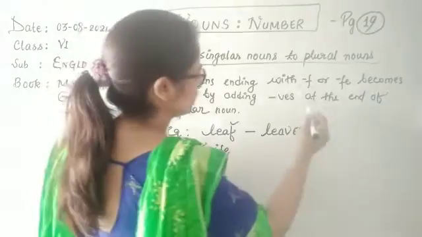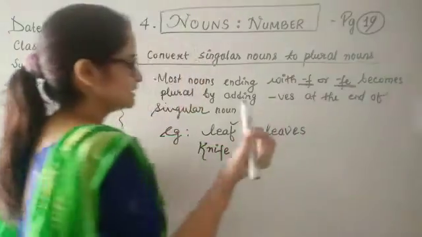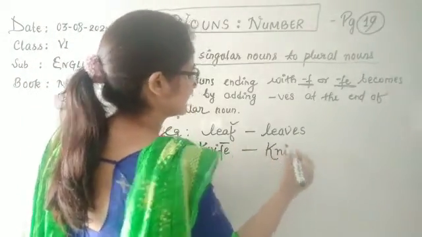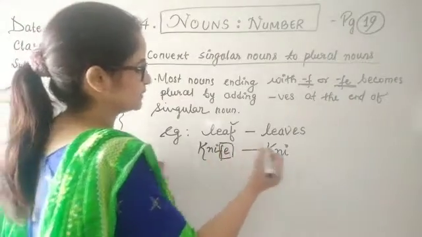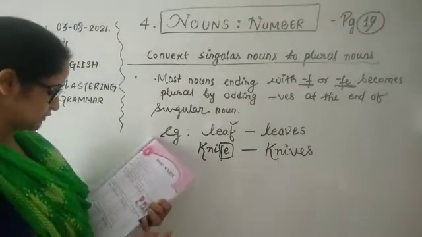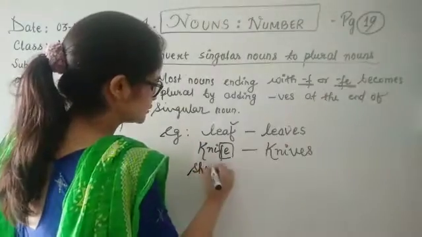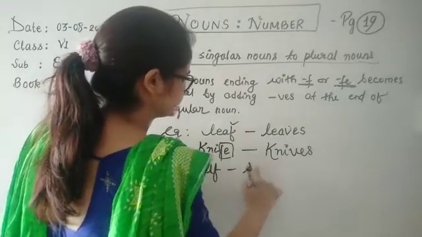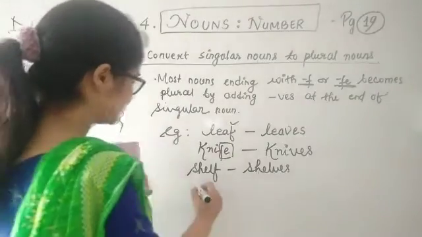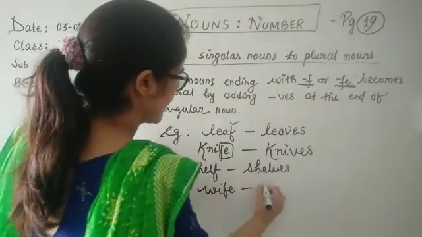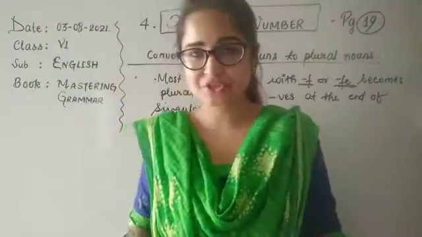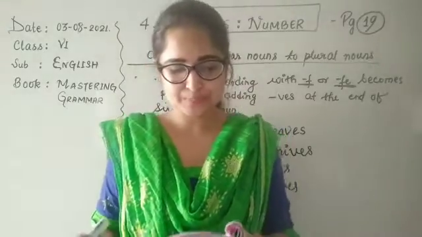I told you that if it's ending with fe, then only we are going to do it. So it's ending with fe again. So we are going to write till kni, and then fe will be replaced by ves. So you can see a lot of examples are there. Shelf becomes shelves. Then we have wife becomes wives. I hope you understood this, children. Now let's move to the next point.